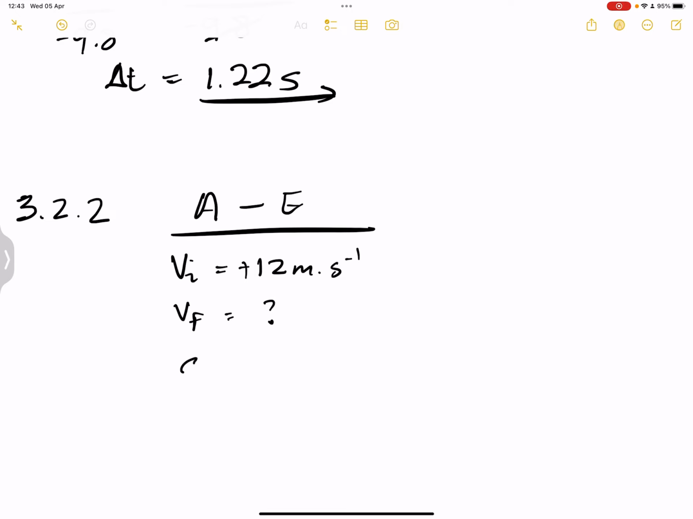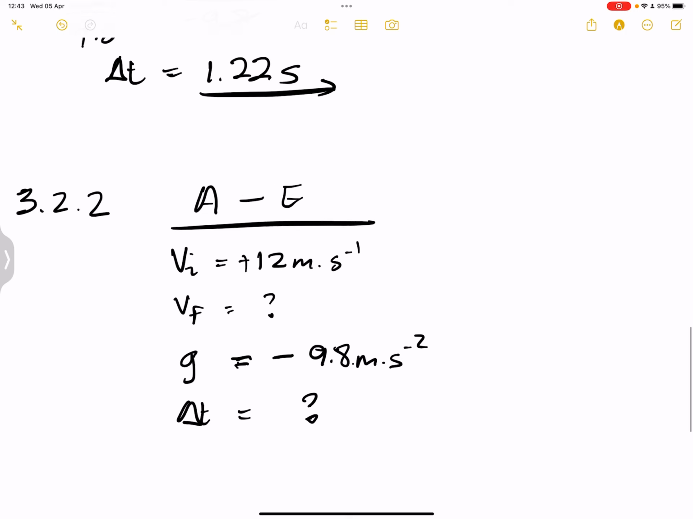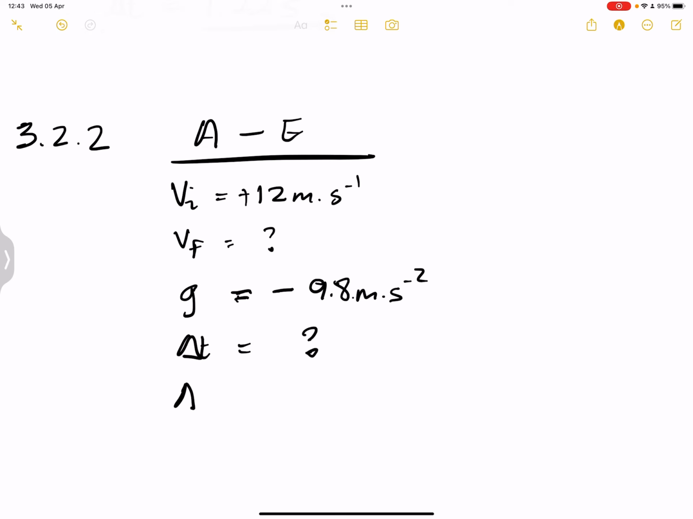We don't know what it is. But gravitational acceleration, remember, because we've chosen up as positive, it means that gravitational acceleration acts vertically downwards, so therefore it becomes negative 9.8 meters per second squared. And the time that it takes, we don't know how long it takes to get to the ground, right? But we do know what the displacement is, right?